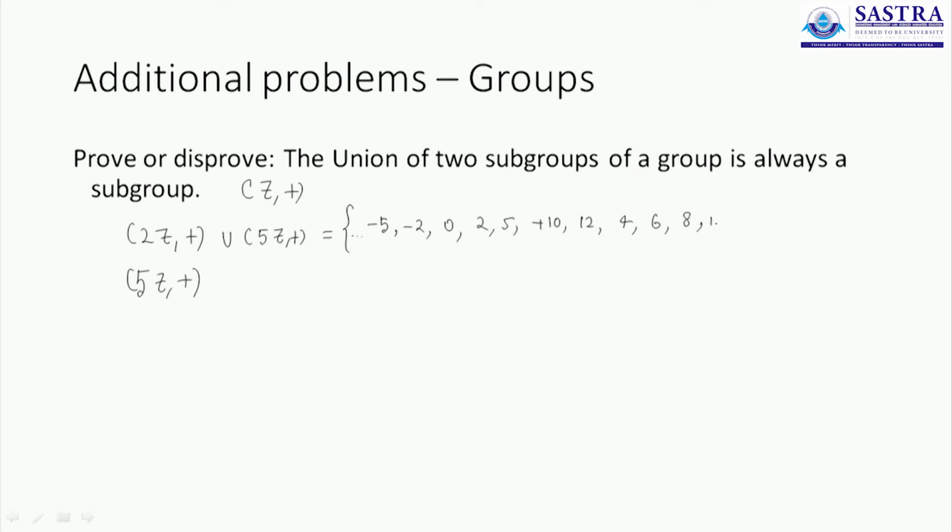I'll have 15. I'll have 14, etc. On the negative side, I'll have minus 4. I'll have minus 6. I'll have minus 8. I'll have minus 10. I'll have minus 12. I'll have minus 14. I'll have minus 15, etc. The set is infinite. We're not going to list all elements, but this is a sample of some elements that will belong to the union. But is this set getting the extra status as a subgroup? Can you call this set a subgroup?